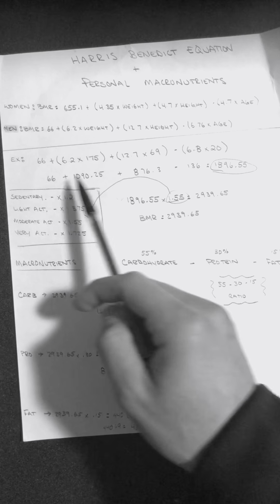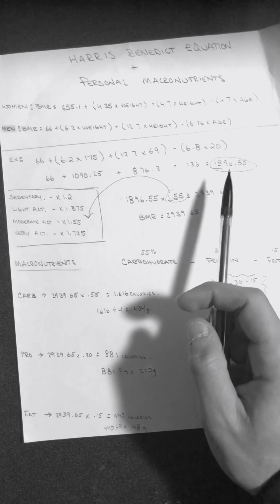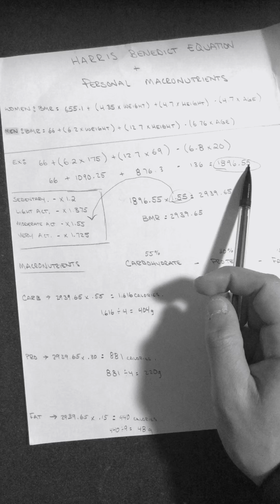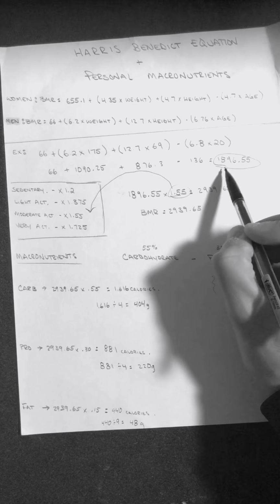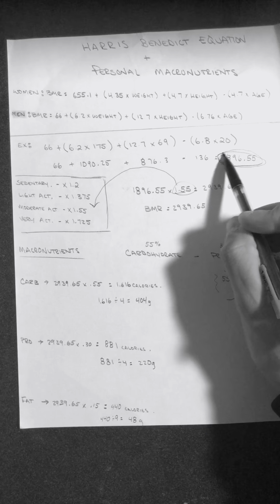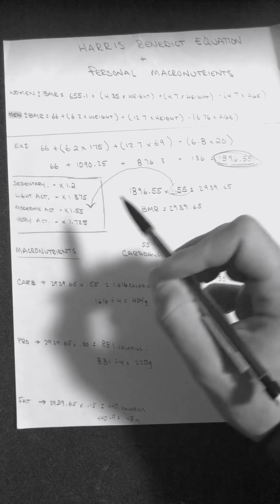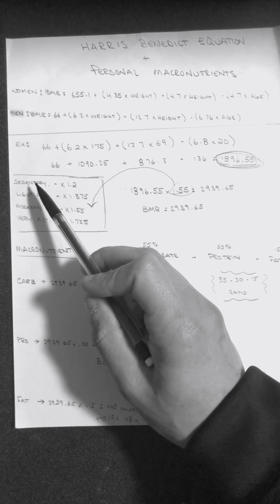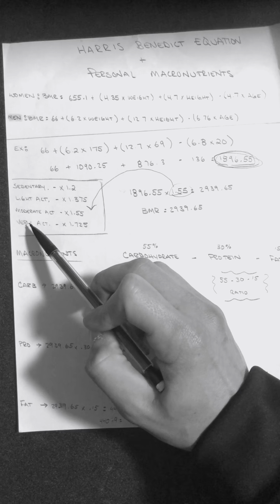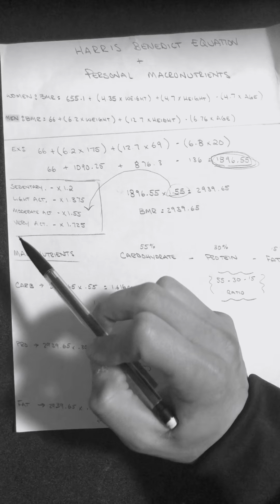After you factor that down, you will get this line. We will result in 1,896.55. This is the calories I need for one day without the activity level factored into it. As you can see, I have a box over here with sedentary, light activity, moderate activity, and very active.